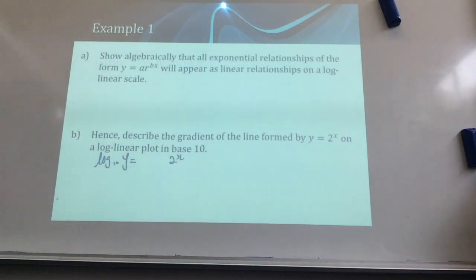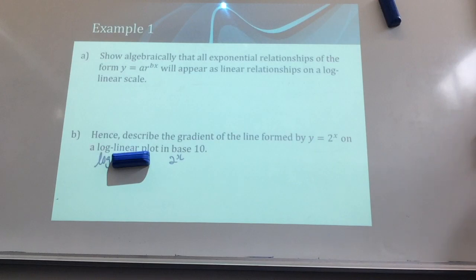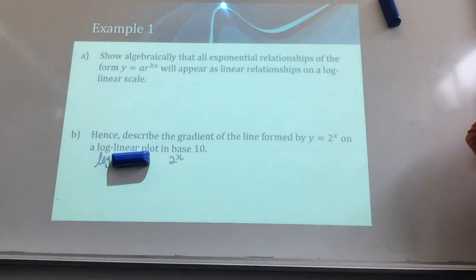Now, example 1. Can you show algebraically that all exponential relationships of the form y = a r^(bx) will appear as a linear relationship on a log-linear scale? The way to do this is to take log base r of y, the left-hand side, and the right-hand side, log of base r. So log_r y = log_r (a r^(bx)).